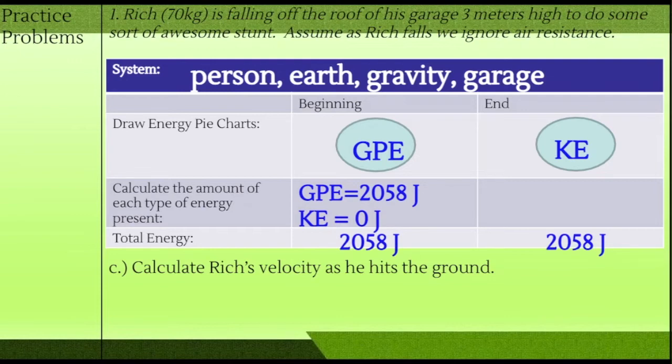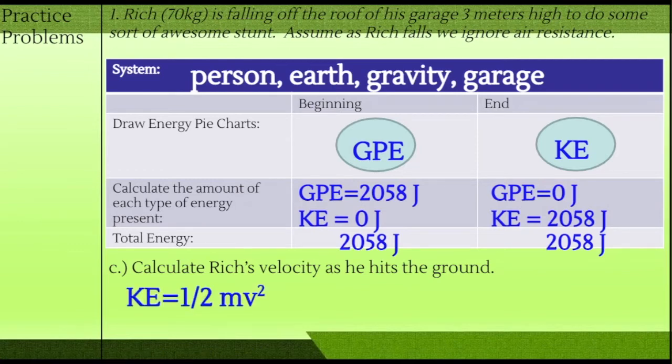And then for the energies at the end, we know that GPE is now 0 because we don't have any height, and KE is now 2058 joules. Again, that's because all of that gravitational potential energy was transferred into kinetic energy. And the reason I know that is because energy cannot be created or destroyed, only transferred. So now let's take a look at calculating Rich's velocity as he hits the ground.